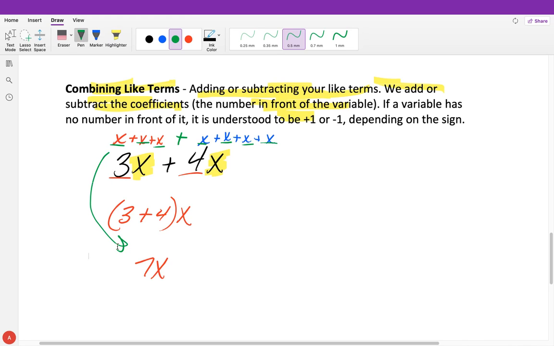So it should make sense as to why, if you understood that the coefficient says how many we have, that it is 7x. Repeated addition can be rewritten as multiplication. So 3x plus 4x is 7x. We're just adding the numbers in front.